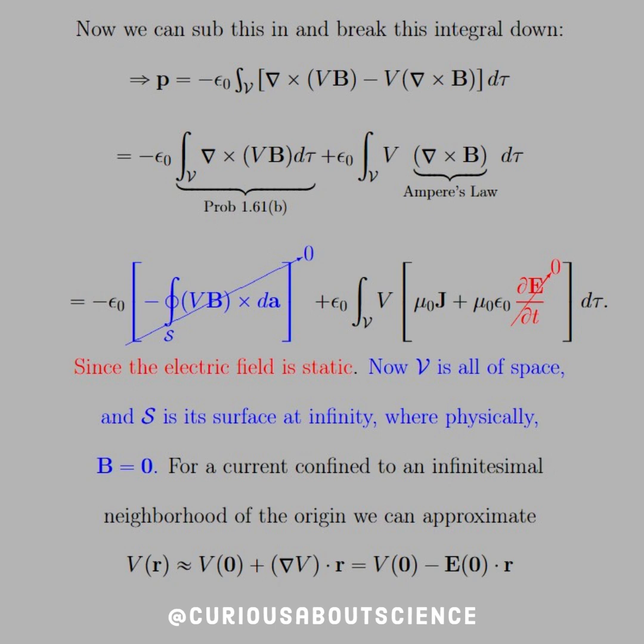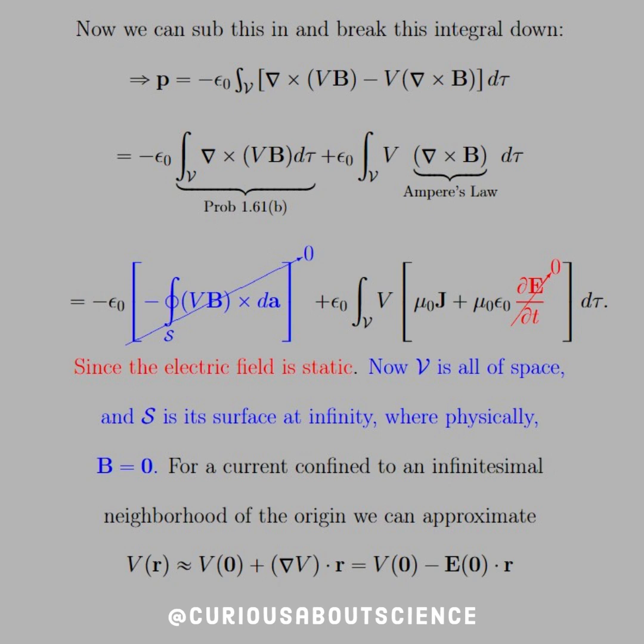And then we have plus epsilon naught times the integral of V times, now substitute in Ampere's law, so we get mu naught J plus mu naught epsilon naught times the partial derivative of E with respect to t. But again, we were told we were in a static field, so that E term goes to 0. That was the easiest part of that. Now V is over all of space, and S is a surface at infinity, where physically B goes to 0. Okay, it's part of the boundary conditions with these solutions.